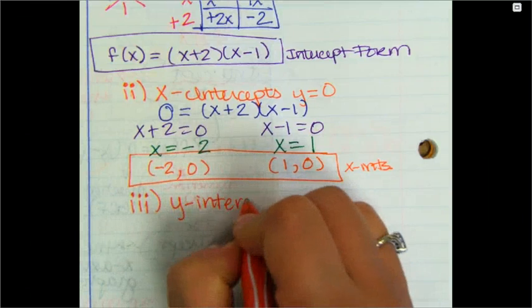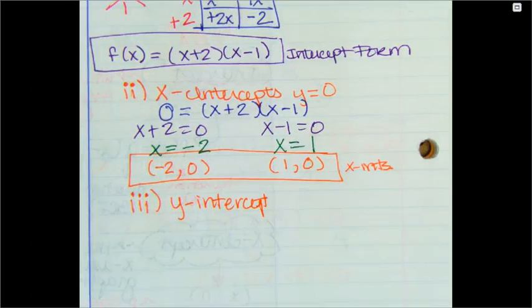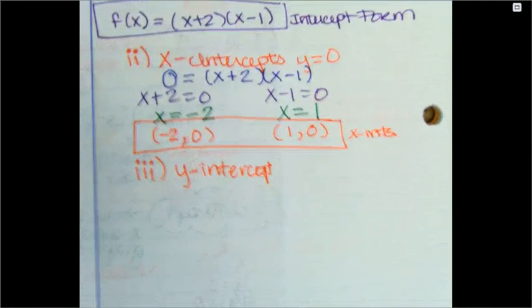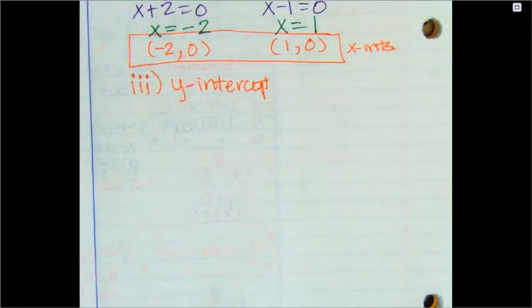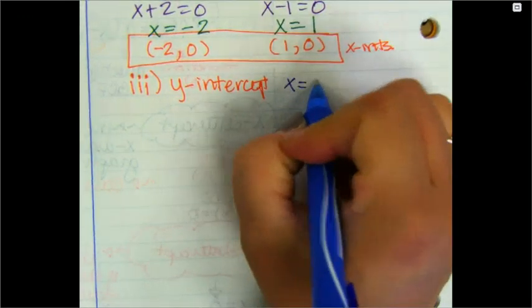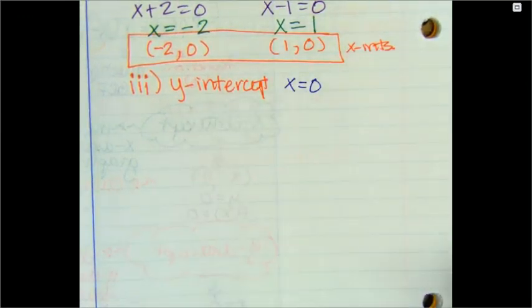We got to find that y-intercept. How do we find y-intercept? Plug in 0 for x. So now I say x is 0. So how do I write that out?